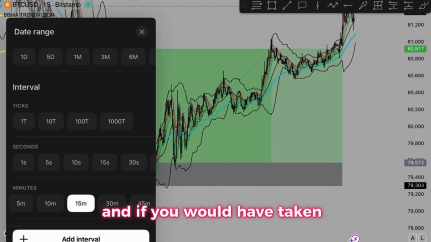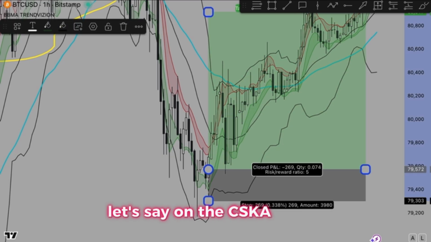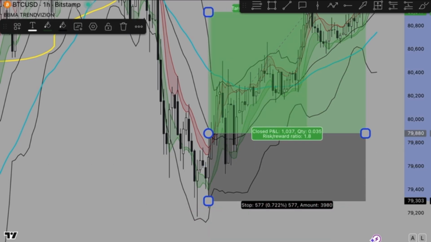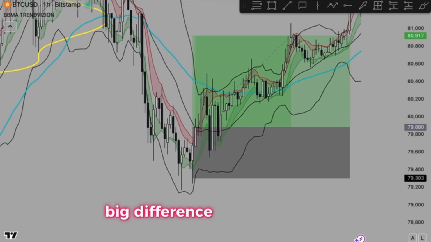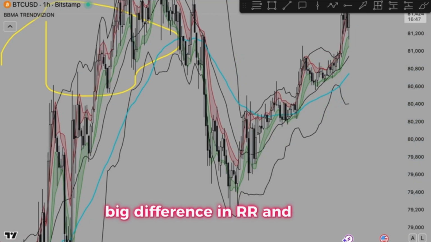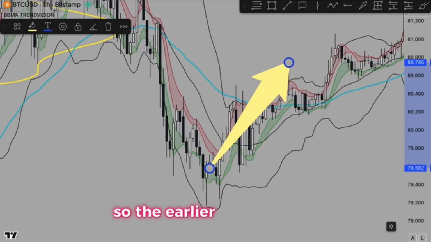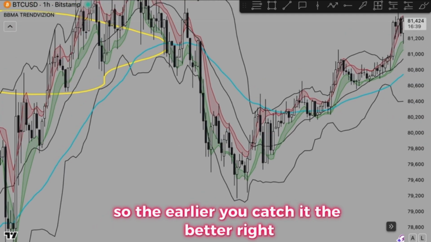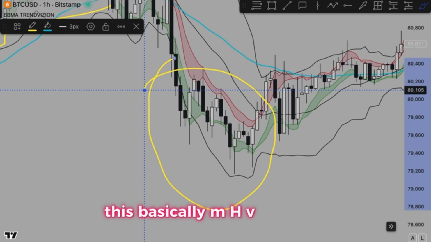And if you would have taken the trade on the 1 hour, let's say on the CSAK buy, right here, this is 1 to 1.8, right? So, big difference in RR. And it's the same move up. So the earlier you catch it, the better, right? So yeah, that's basically MHV.